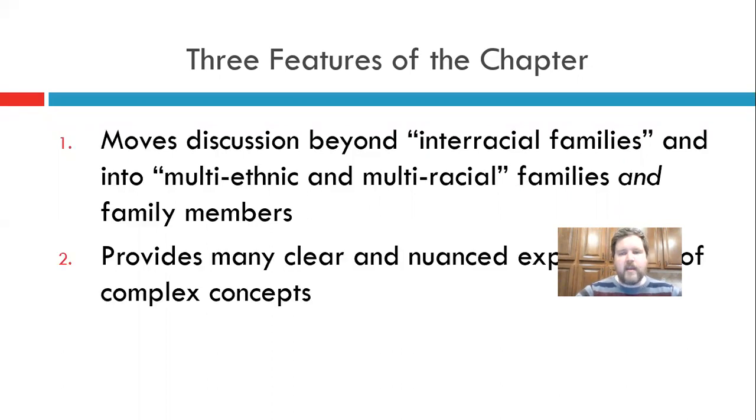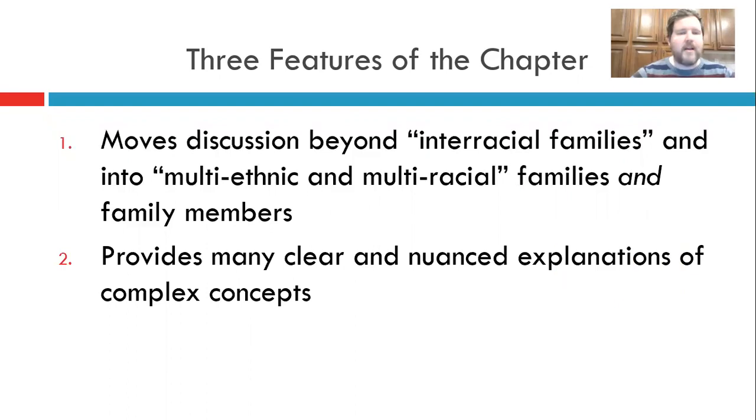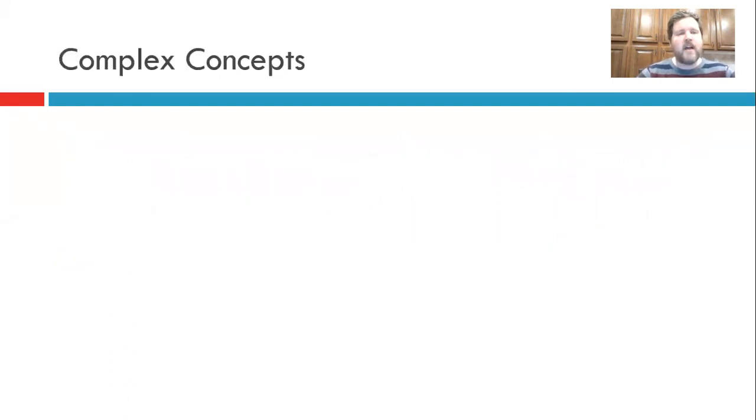And to that point, a second benefit of this chapter that I think works really well is that it provides many clear and nuanced explanations of complex concepts. So let me give you 2 examples of that. One concept was new to me, and that's the concept of internal stressors. Internal stressors are pretty much what the name implies. They're things that people have inside of them that cause turmoil or cause them to feel anxiety, or as the name says, stress them out, right?